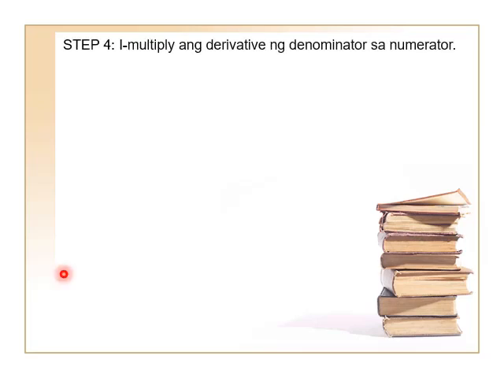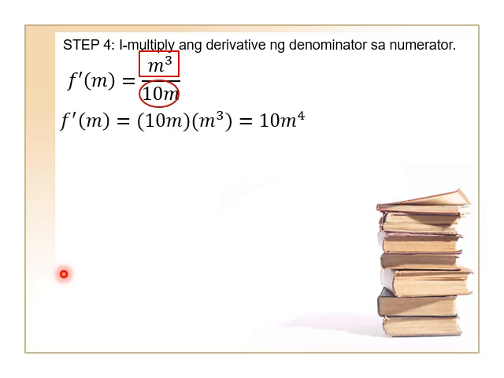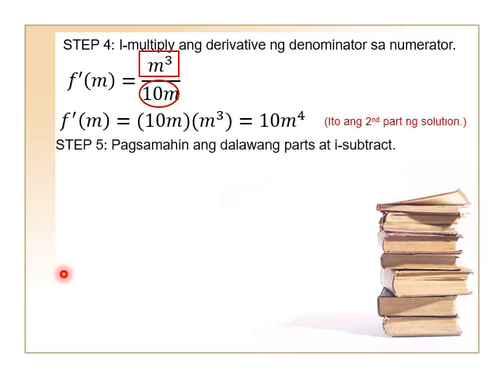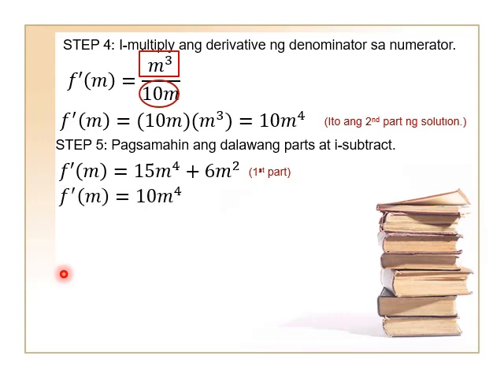Okay, step 4, multiply yung derivative ng denominator sa numerator. So, this is your numerator, then this is your denominator. Pag pinag-multiply natin siya, we'll have 10m raised to 4. So, ito yung second part ng ating solution. Pagsamahin natin yung dalawang parts at kailangan nating i-subtract. Ito yung ating first part, 15m raised to 4 plus 6m squared. Then, second part is 10m raised to 4.